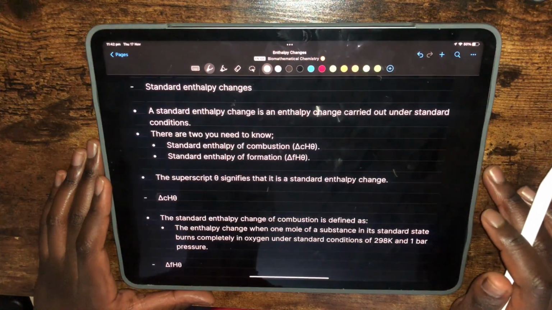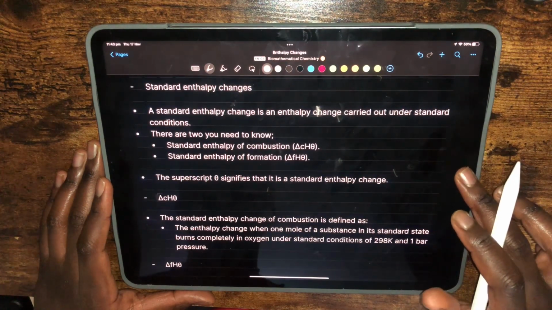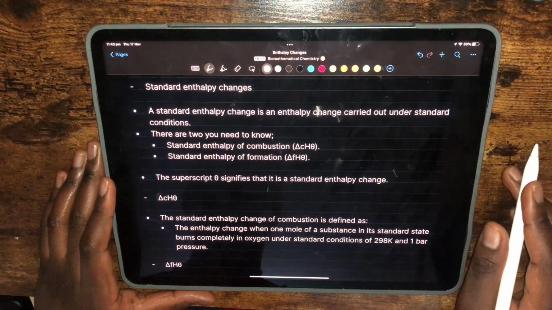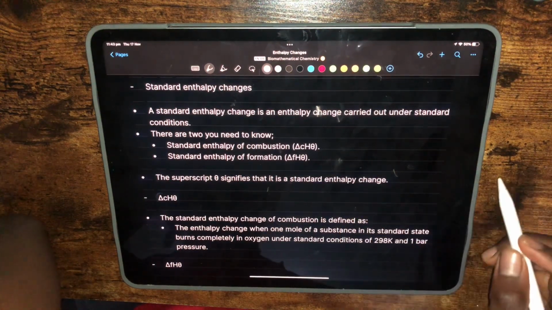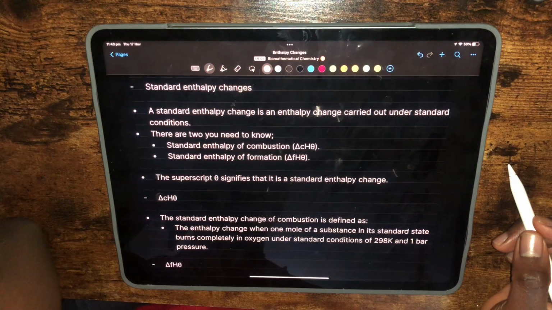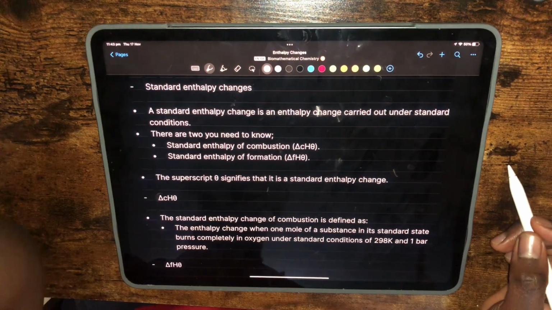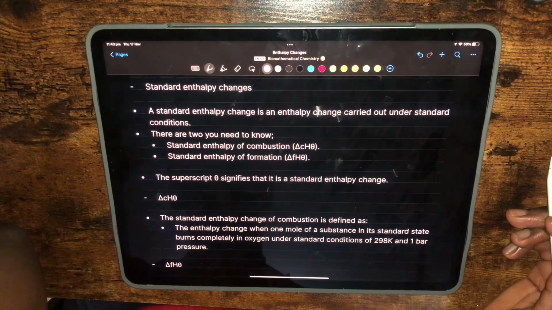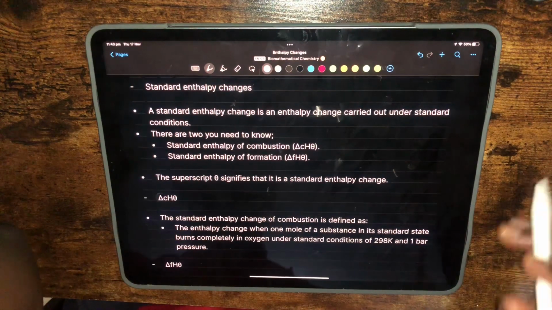Standard enthalpy changes. So a standard enthalpy change is an enthalpy change carried out under standard conditions. So there are 2 that you need to know. There are actually more that you need to know, but in terms of the definitions, actually that's a lie. Really, you need to know all of them. There's much more than just 2. But for year 1 energetics, for year 2 energetics, you need to know more. But for AS energetics, it's just the enthalpy of combustion and enthalpy of formation. But when you get to year 2, there's a lot more standard enthalpies. But when the time comes, you'll get into that.